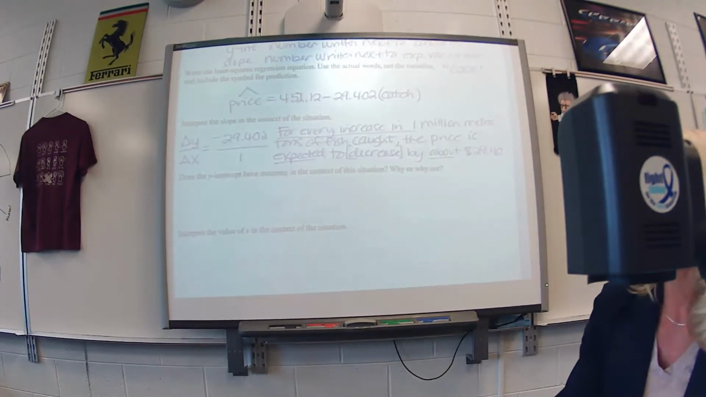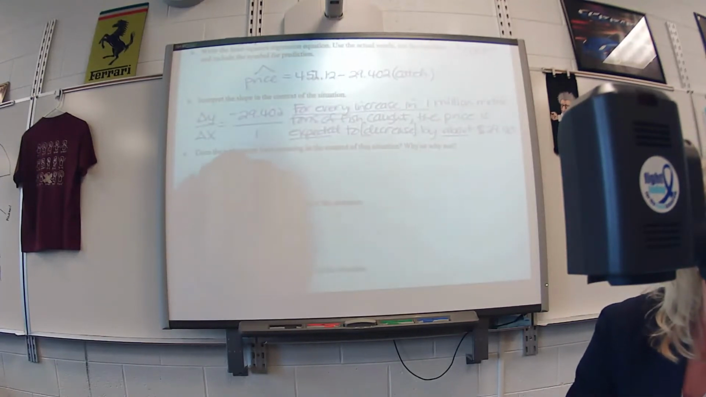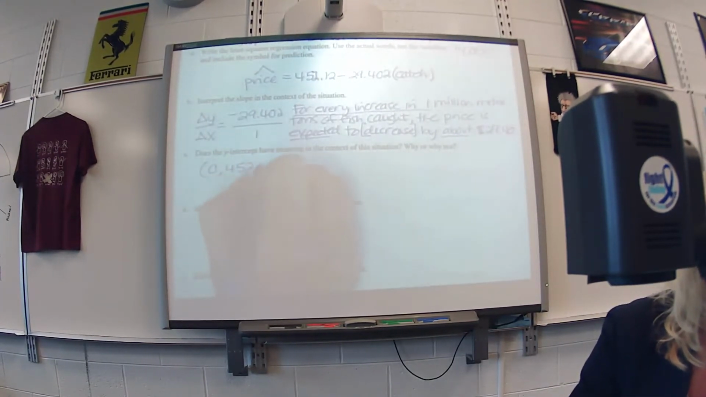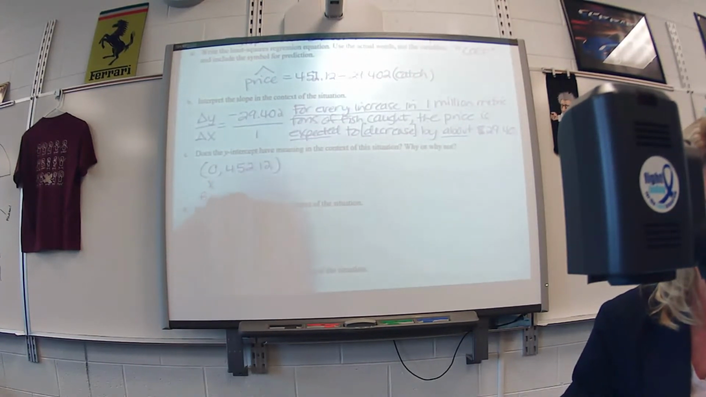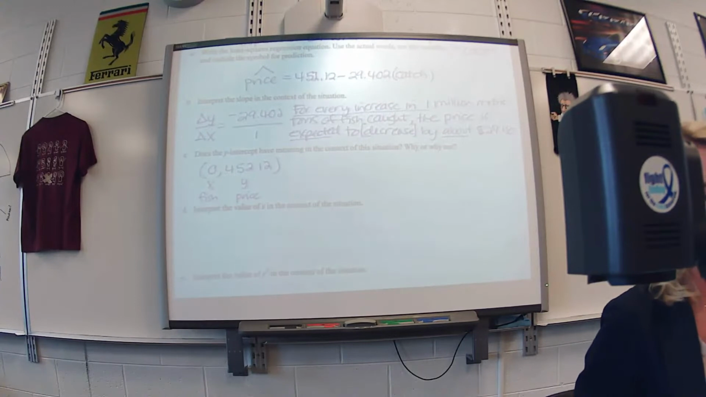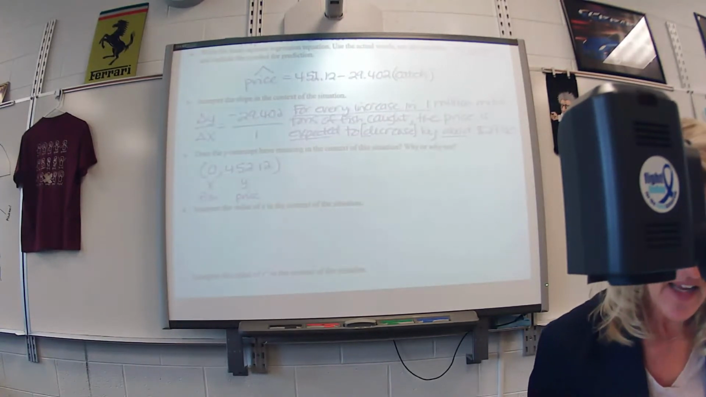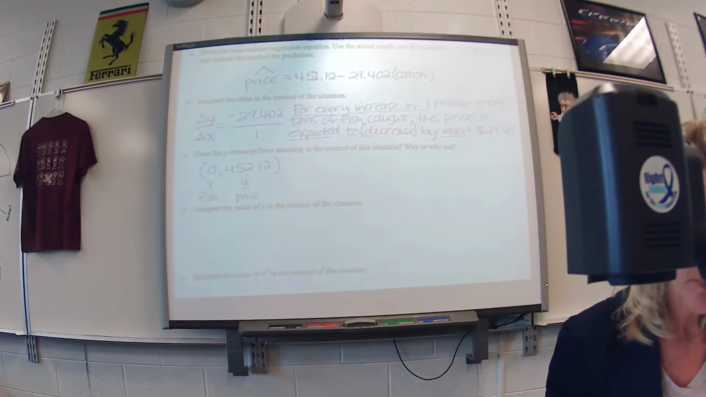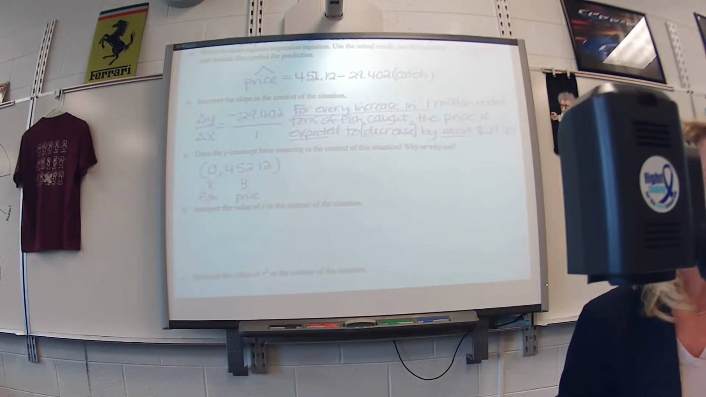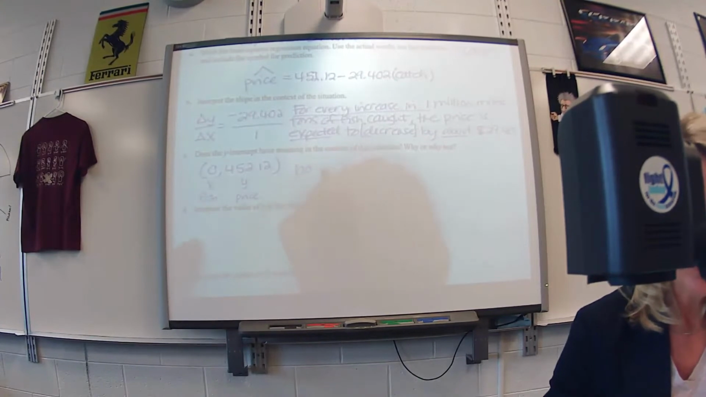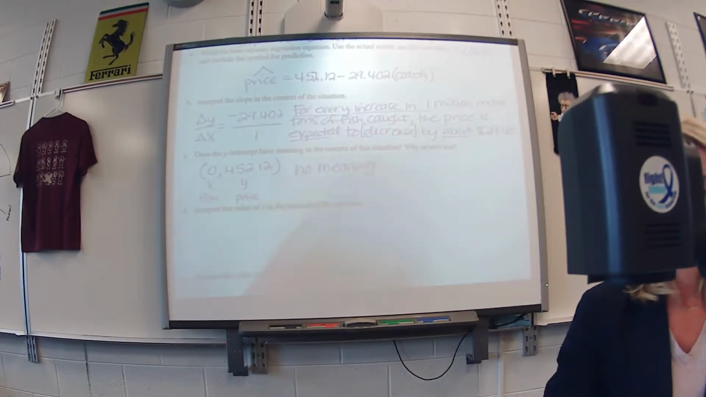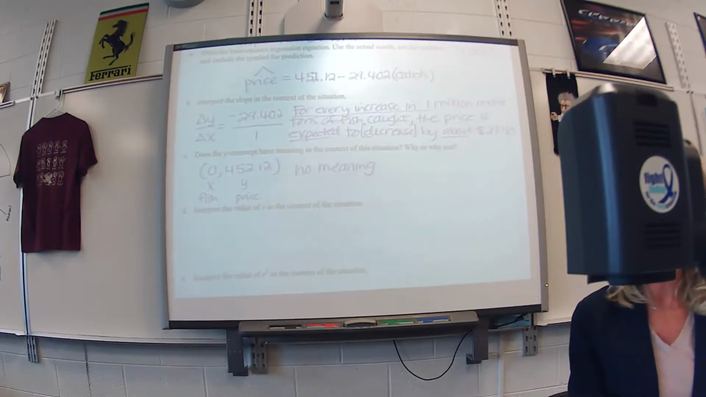Does the y-intercept have meaning? Write the ordered pair, 0, 452.12. And remember what x is measuring. That's how many fish I catch. And y is price. Would it make sense to say that if I catch no fish, they'll sell for $452.12? Okay, if I don't have any fish, guess what I'm not doing? Selling any. Okay, I would say that there's no meaning then. It happens. The y-intercept doesn't always have meaning.